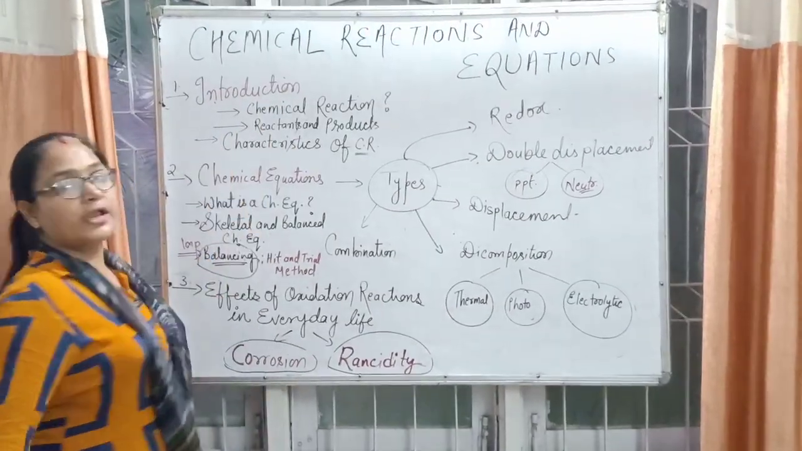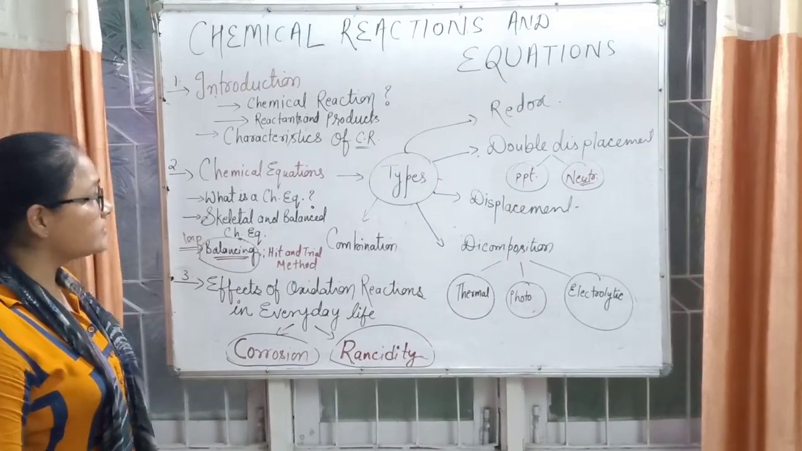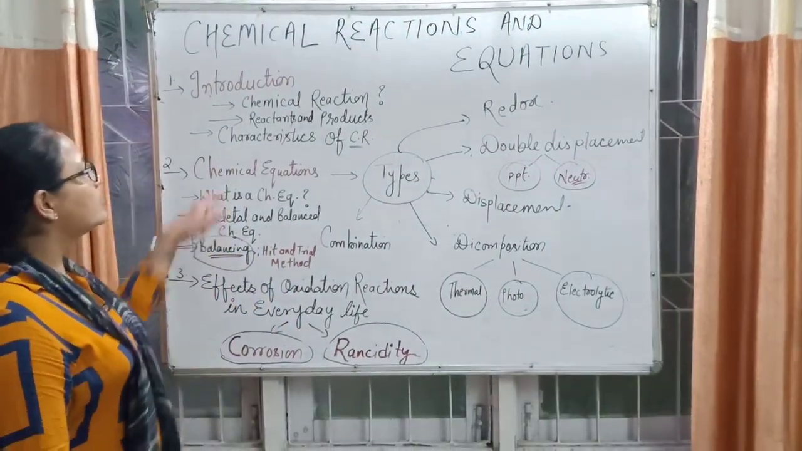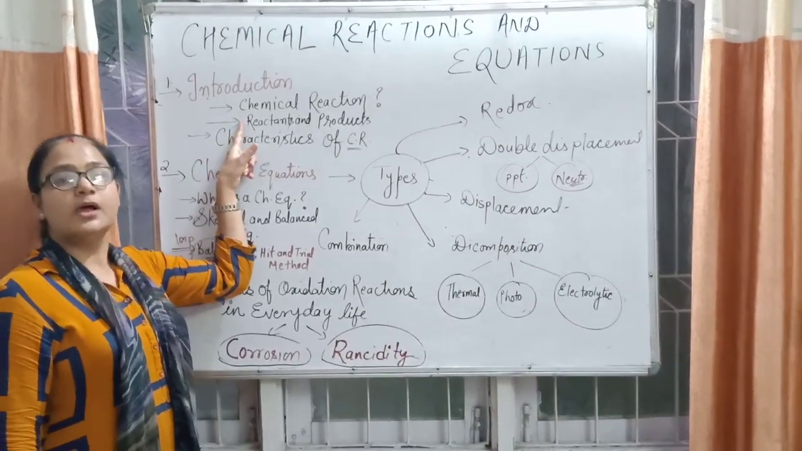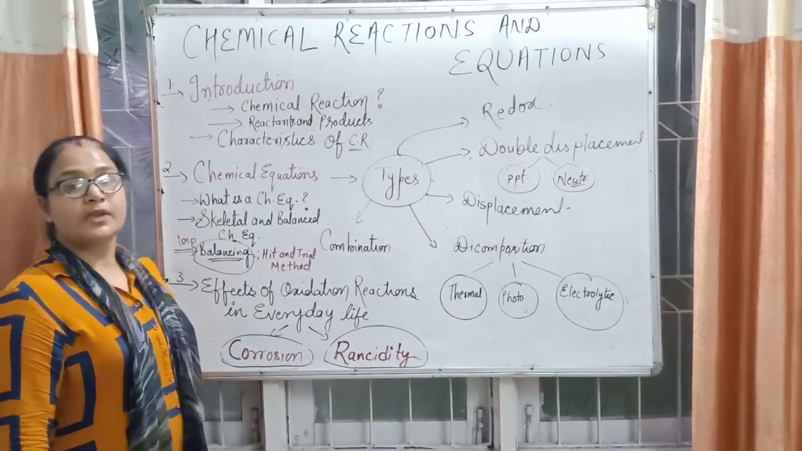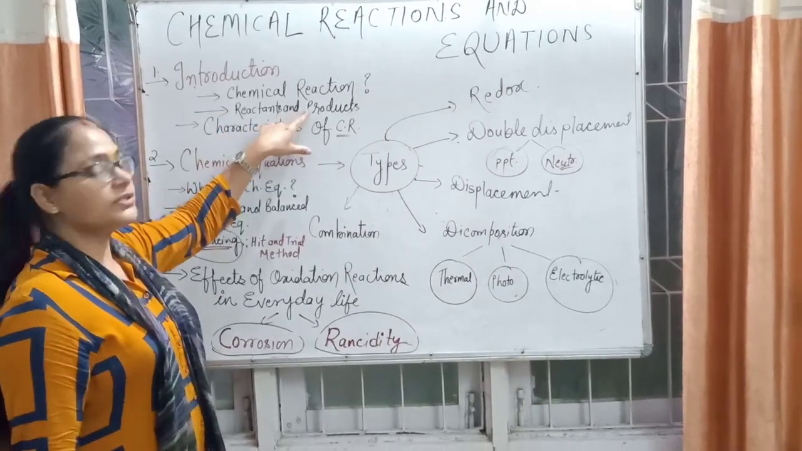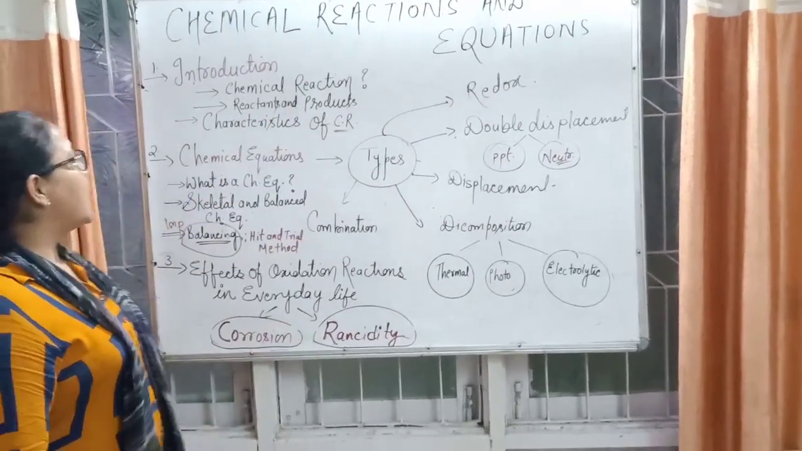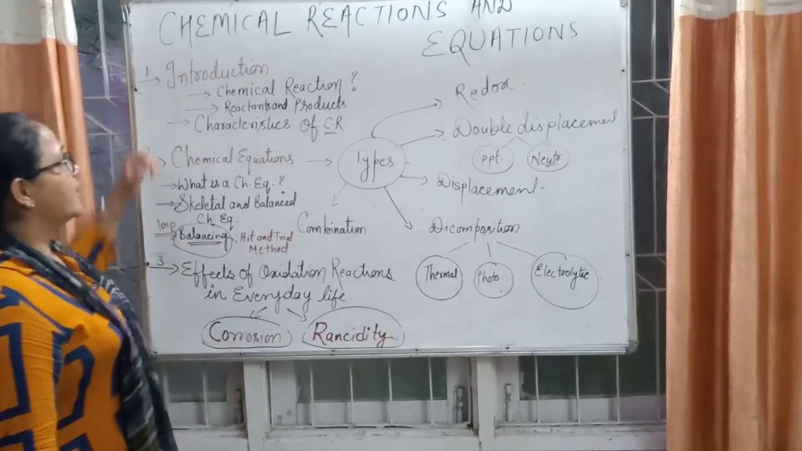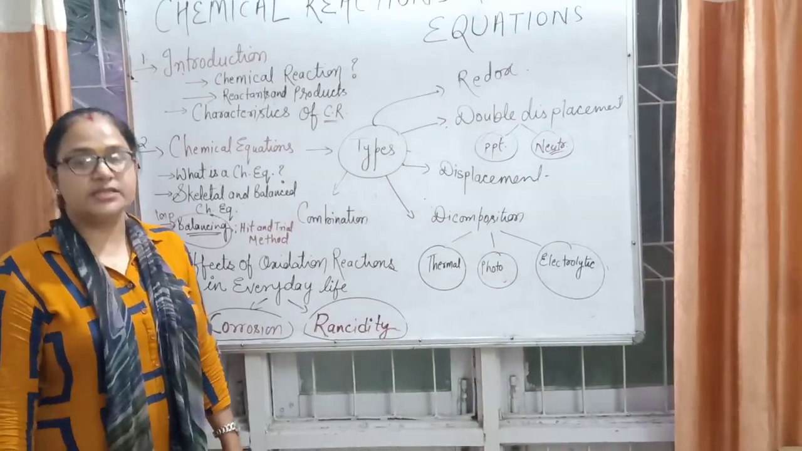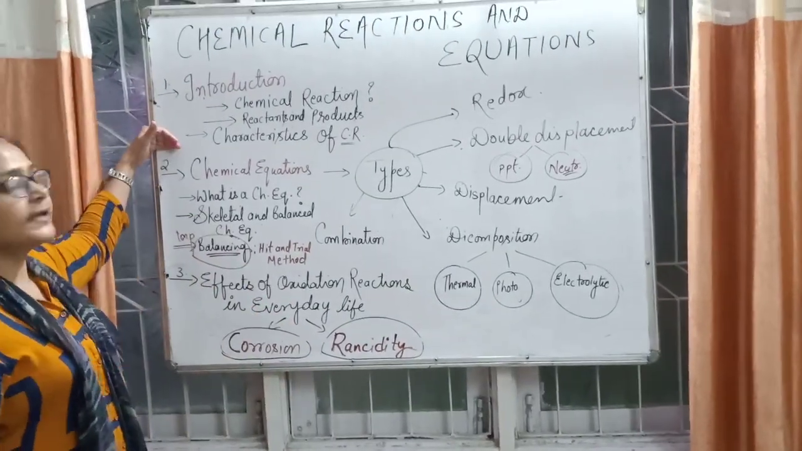Okay, let's start with the first part, that is introduction. Introduction of what? Introduction of chemical reactions. What are chemical reactions? Then after, a few concepts related to chemical reactions. Obviously, they are reactants and products. And the third part is characteristics of chemical reactions. In this way, our first part will be completed.